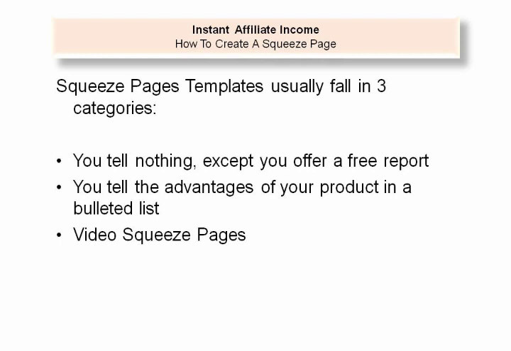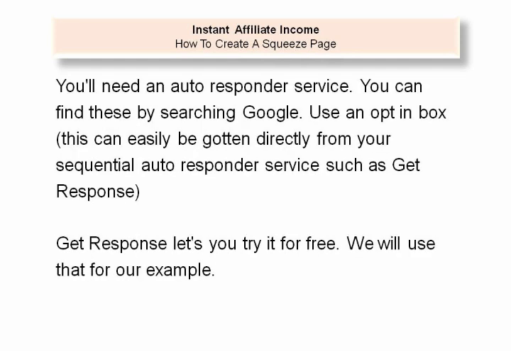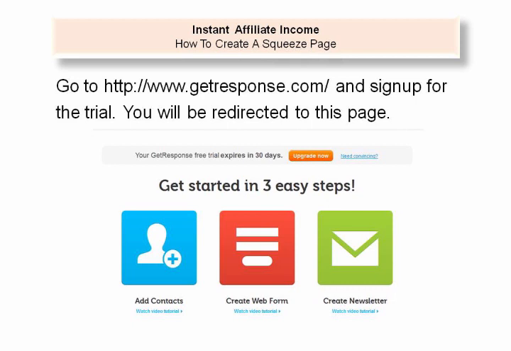Video squeeze pages. You'll need an autoresponder service. You can find these by searching Google. Use an opt-in box. This can easily be gotten directly from your sequential autoresponder service such as GetResponse. GetResponse lets you try it for free. We will use that for our sample. Go to http://www.getresponse.com and sign up for the trial.